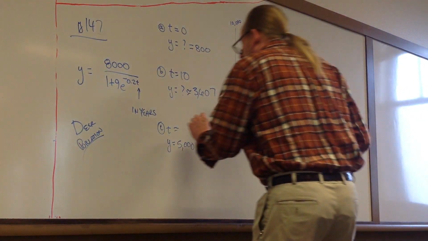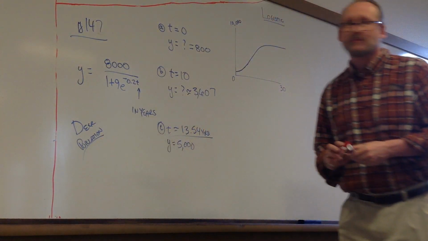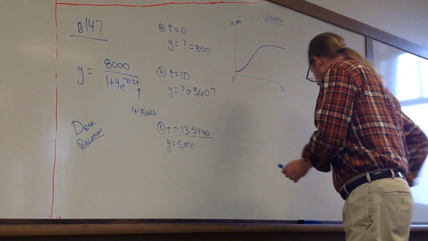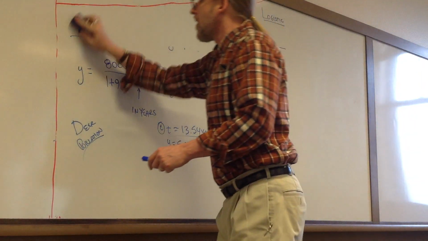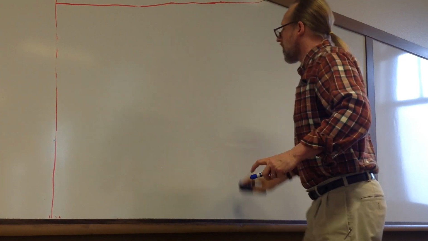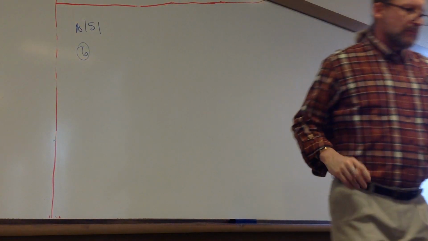So in this case, t is about 13.54 years. Okay, so those are two good examples for this type of problem. Let's see here. What haven't we looked at yet? Let's look at problem 6 on page 151. So, problem 6 on 151.